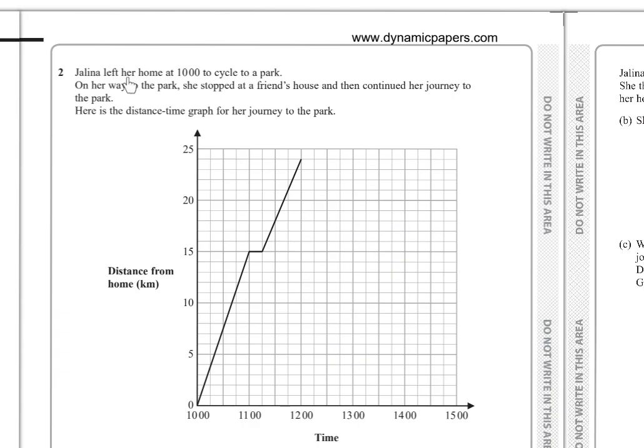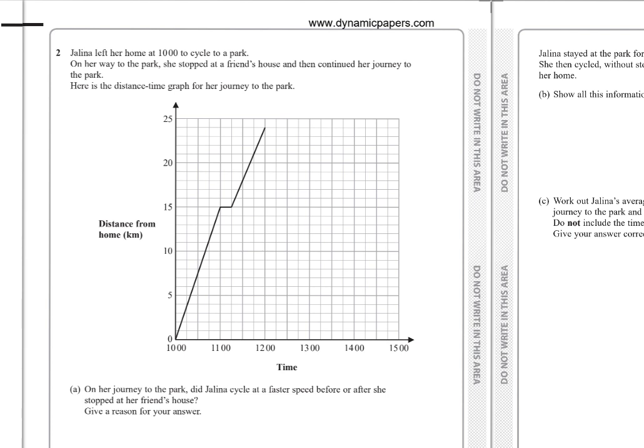Number 2, Jalina left her home at 10 to cycle to a park. On her way to the park, she stopped at a friend's house and then continued her journey to the park. Here's a distance time graph for the journey to the park. A. On her journey to the park, did Jalina cycle at a faster speed before or after she stopped at her friend's house?